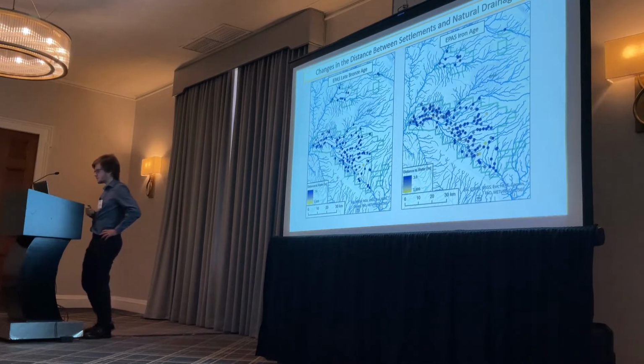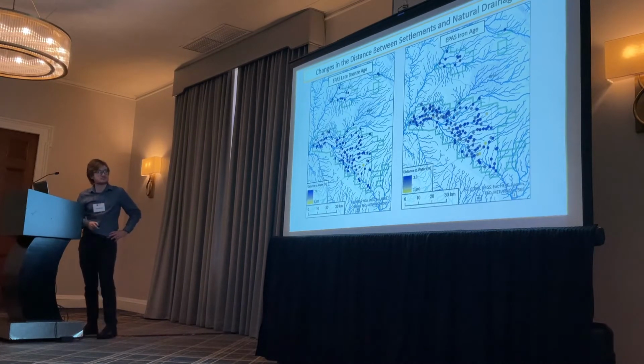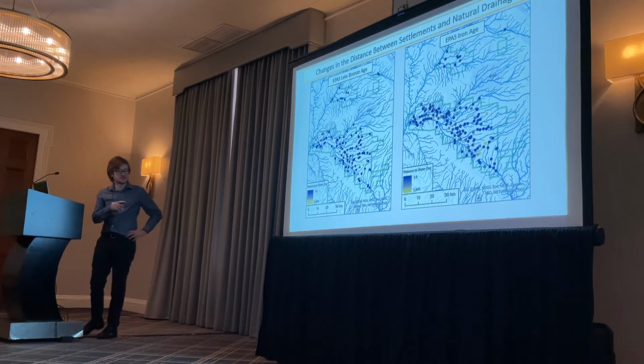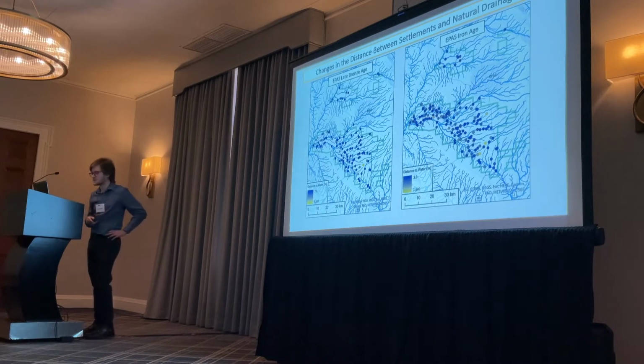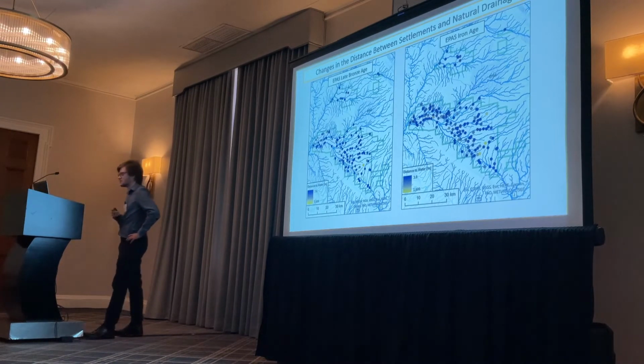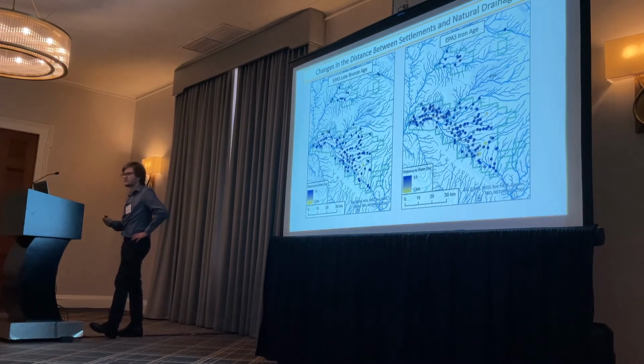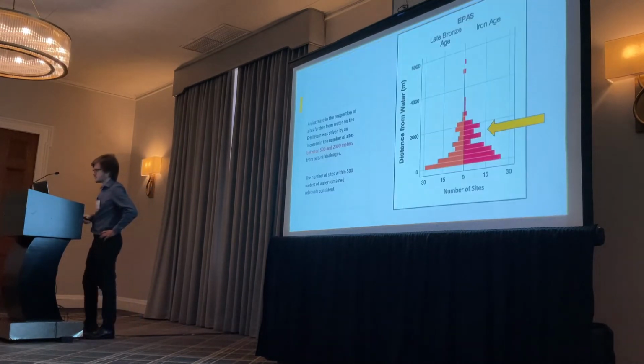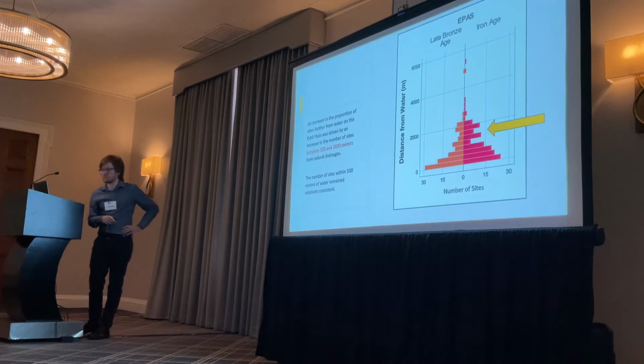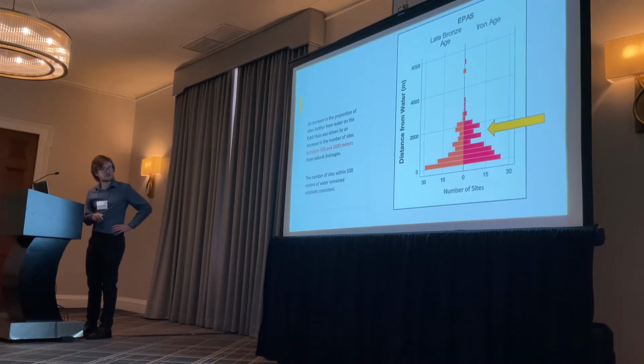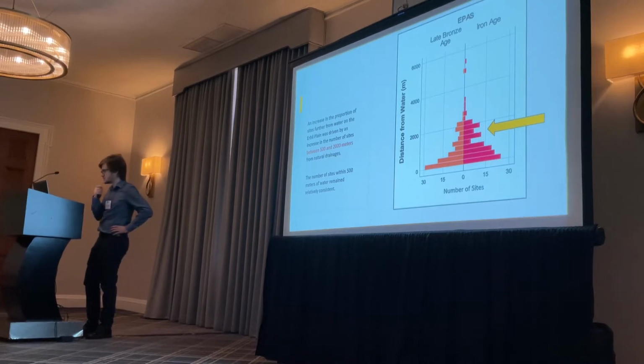When we did so, controlling for the increase in the number of sites between the Late Bronze Age and the Iron Age, because it is a substantial increase, what we found is an increase in the proportion of these sites that are further from water. This is a little more evident by looking at a paired bar graph. It shows on the left side the Late Bronze Age and the right side the Iron Age.